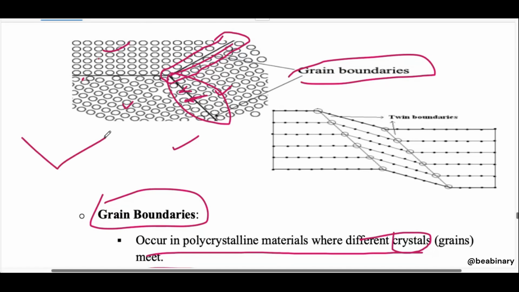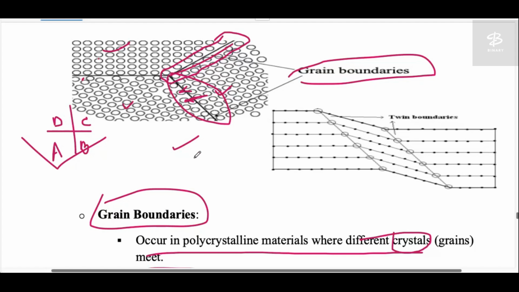Anything could happen. So you can think about grains A, B, C, then D. All are of different kind, so it could follow any random grain boundaries.